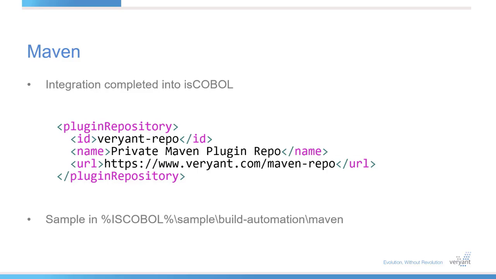Apache Maven is one of the most used build automation and project management tools that's designed primarily for Java, but now you can use it with isCOBOL applications. The build instructions for Maven are saved in a pom.xml or a POM file, and this code on the screen is one of the sections that you need to add to your POM. There's a great sample in our build automation sample folder that you should look at. There's also a sample in that same folder for Apache Ant build tool.